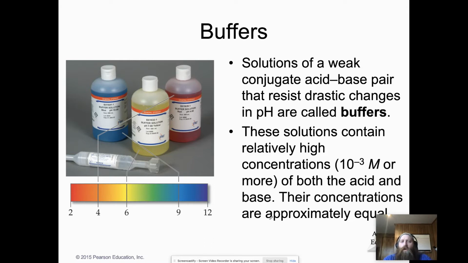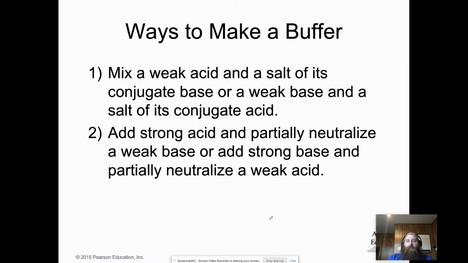And buffers are a solution that's comprised of this conjugate acid-base pair. And when you have a buffer solution, it's going to resist changes in pH. Now, a lot of times they have really high concentrations of both the acid and the base present. They're usually in approximately equal concentrations. And in order to make a buffer, it's actually pretty simple.